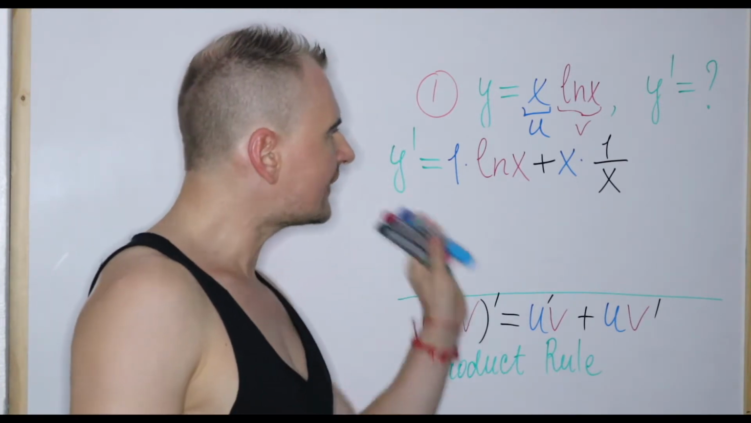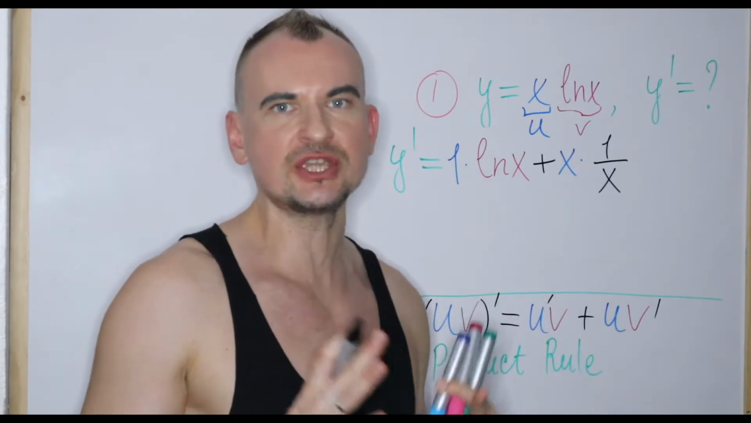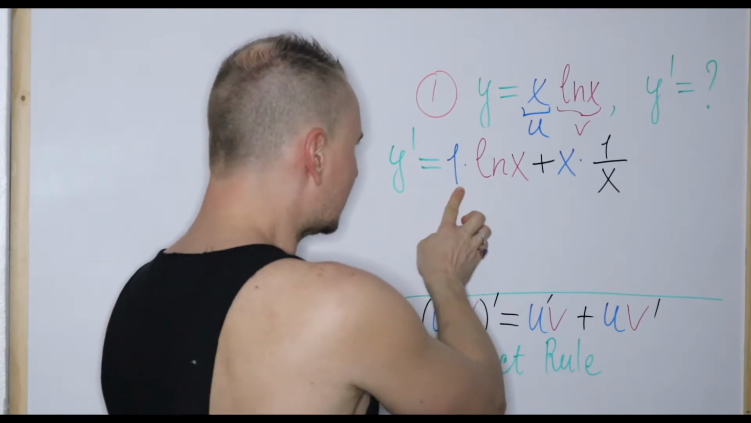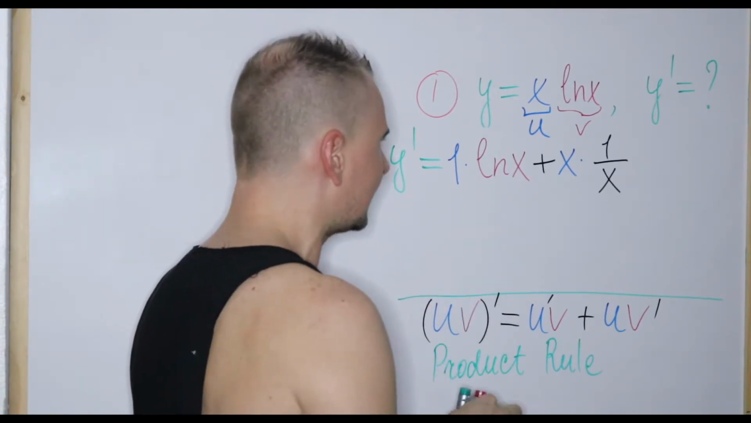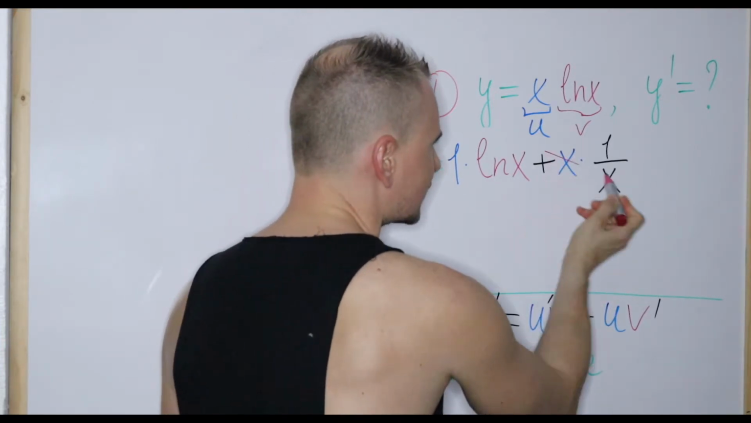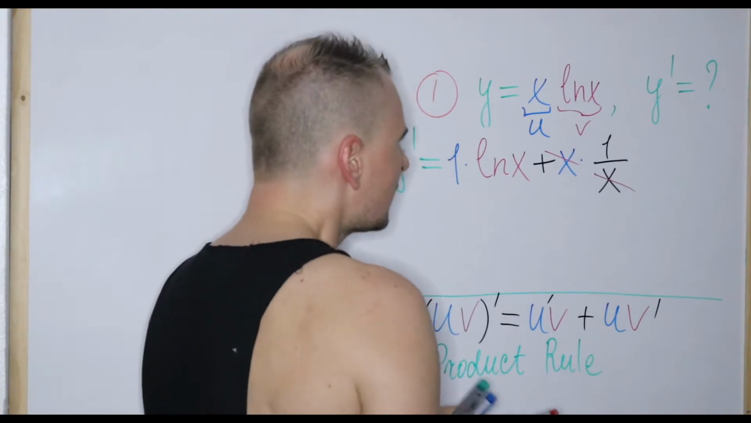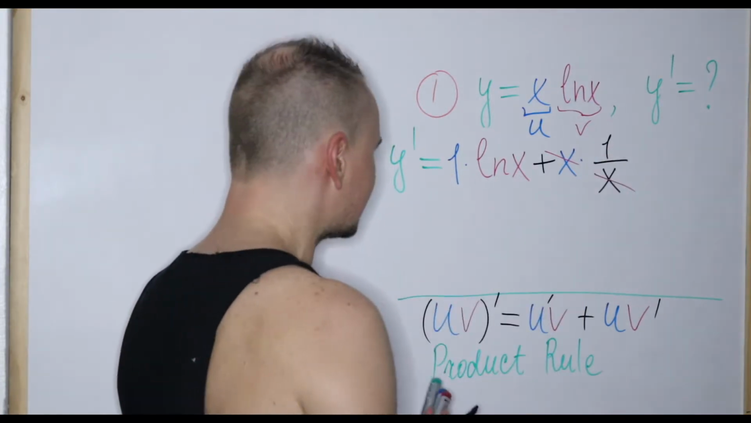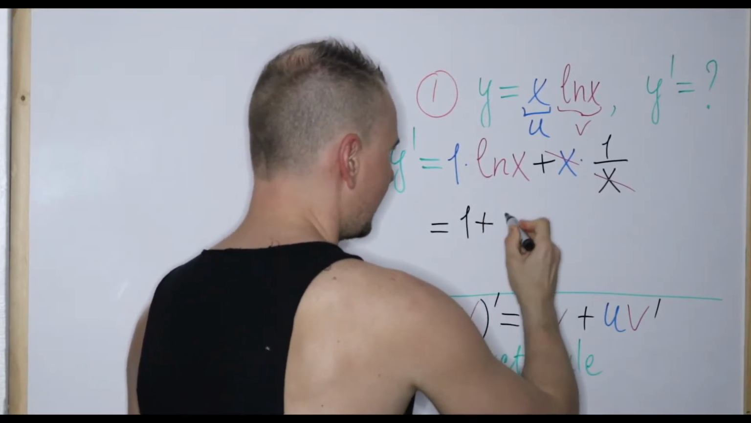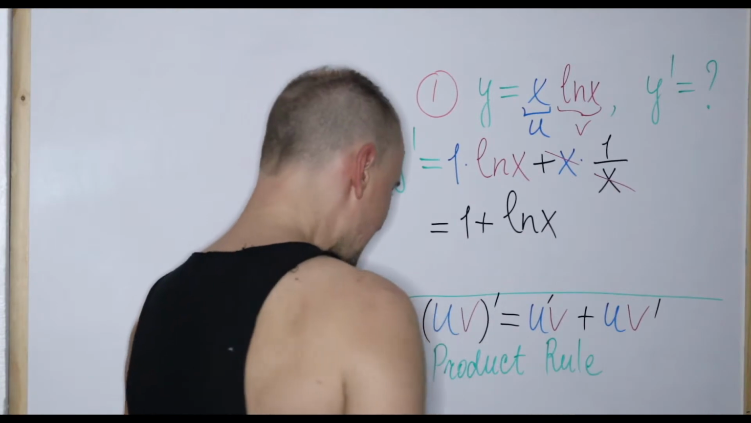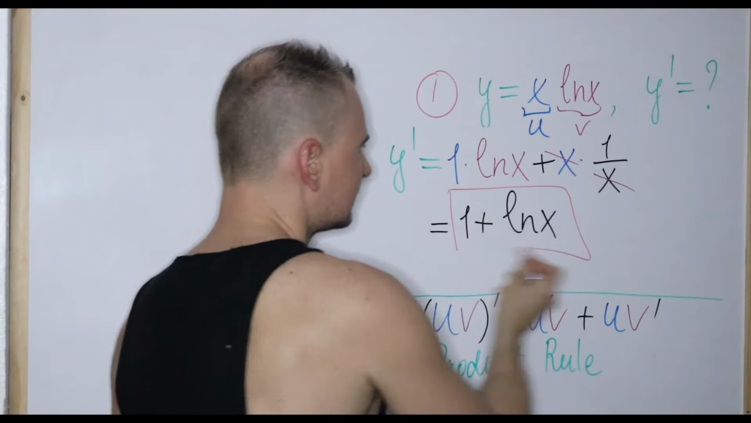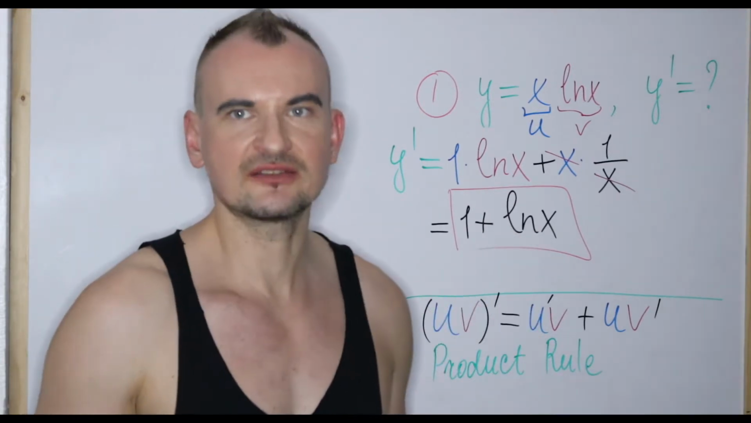And technically we are done. This is your derivative. All you need to do is just simplify it. So clean it up. You're simply going to ignore this one and look at this. x times 1 over x. So basically, x goes away. You are left with just 1, and I'm going to place this one first, plus ln of x is left over. So this is your final derivative for this function.